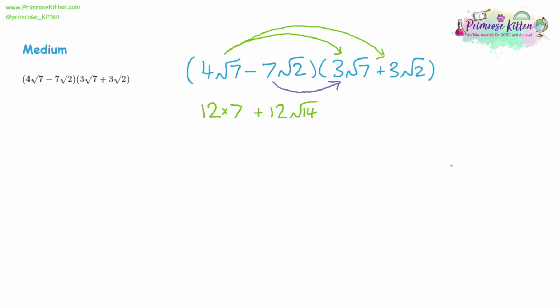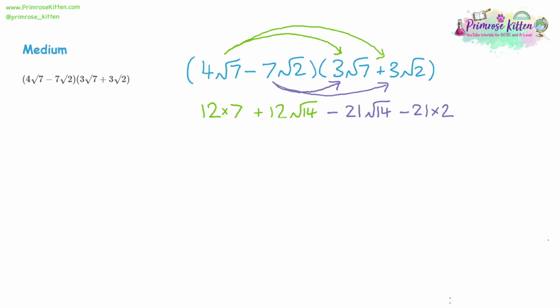So whole numbers first. Negative 7 times 3 will give us negative 21. And then root 2 times root 7, so do the root second, that will give us root 14. And then for the final one, negative 7 times 3 will give us negative 21. And then root 2 times root 2 will be root 4. And we know that 4 is a square number, so root 4 will give us 2. So it's being multiplied by 2.